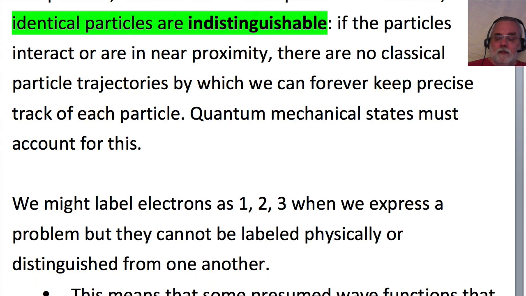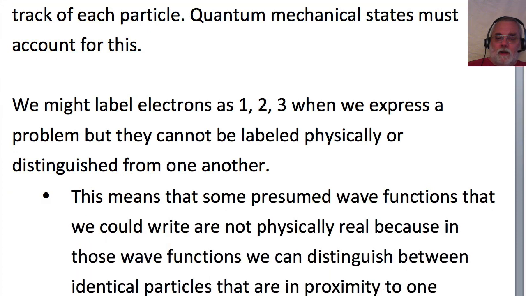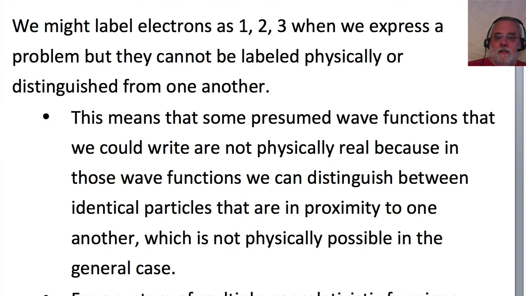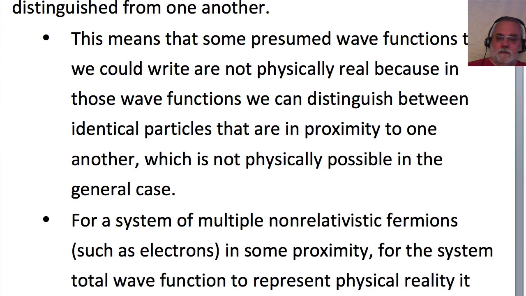We might label electrons as 1, 2, 3 when we express a problem, but they cannot be labeled physically or distinguished from one another. This means that some presumed wave functions that we could write are not physically real, because in those wave functions we can distinguish between identical particles that are in proximity to one another, which is not physically possible in the general case.